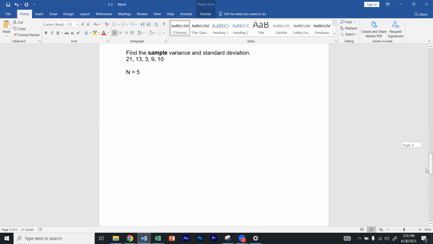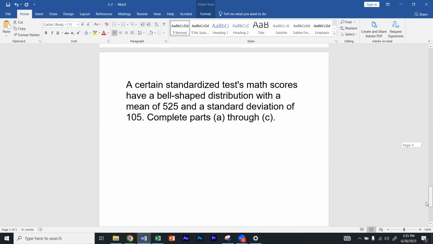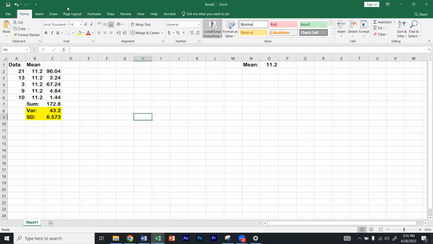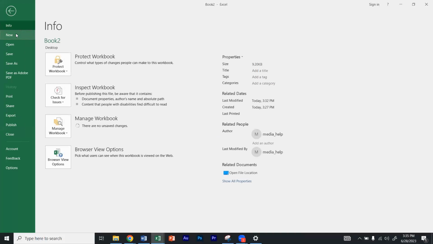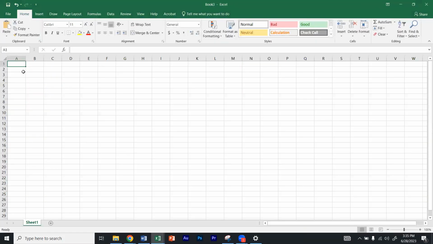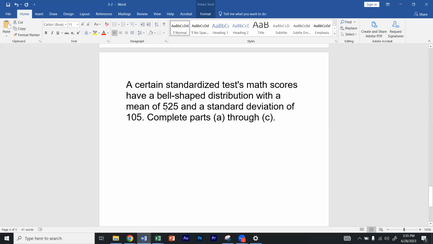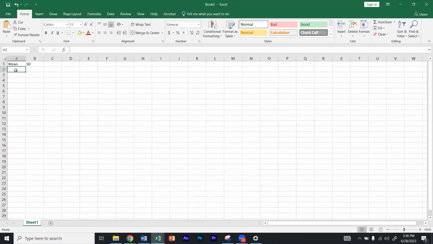So the best way to do it, guys, again, use Excel. Okay, so I'm gonna go use Excel, and I'm gonna use a new one. So my mean is coming from the question, and here I'm gonna say standard deviation, SD. The question says the mean is 525, standard deviation is 105.